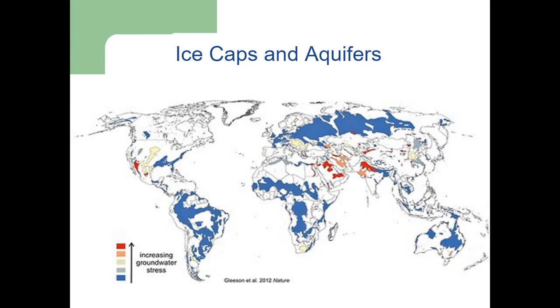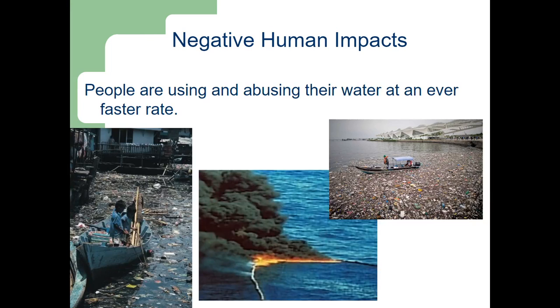The problem is they are taking more water out than is being put back in, which means it's quite possible they could actually dry up this aquifer, and then we're really in trouble for the future. So we have to be wise and conserve the water that we do have in these areas. All right. Native or negative human impacts.